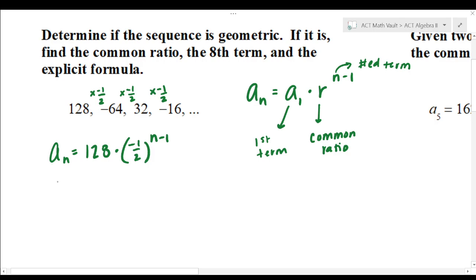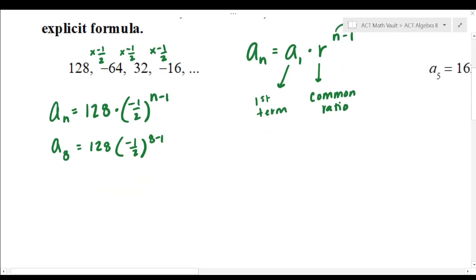figure out. So now we want a sub 8, we want the 8th term, meaning like, this is term 1, 2, 3, 4. We want number 8. So it is decreasing. It's going to get smaller. Equals 128 times negative 1/2. And then this is going to be 8 minus 1.